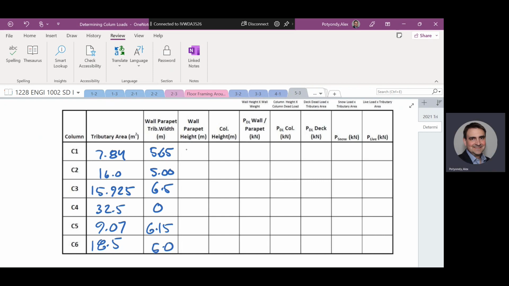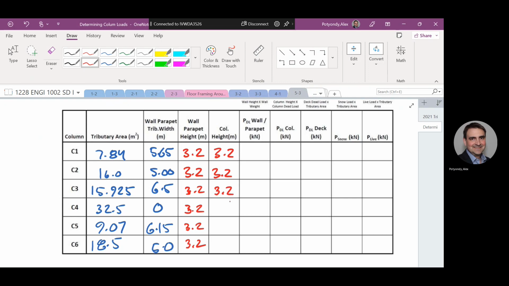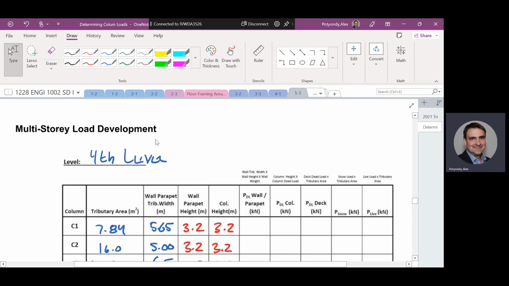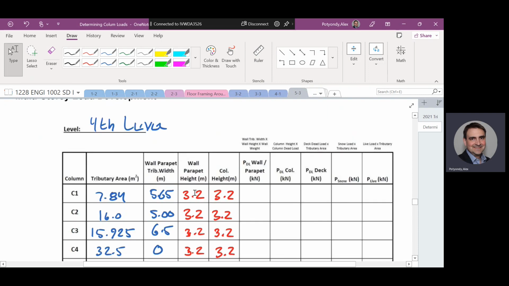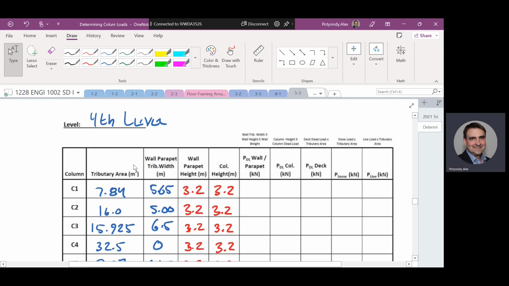Then my wall height, in this case, I'm going to write this in red to make it jump out because the parapet height is supported on the roof deck. That's 1 meter. But for the wall supported on the 4th floor is 3.2. Okay. And then my column height is also 3.2. And this table here, if you're smart, don't fill in that level, fill this in and photocopy it 2 more times, and then fill in 3 and 2. Okay, because they're identical. Right?